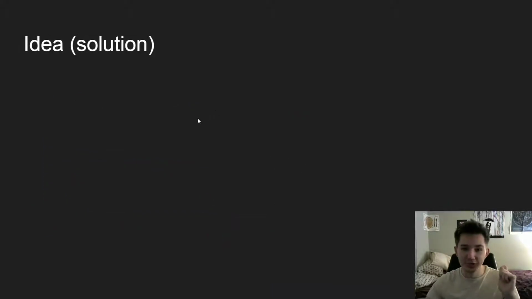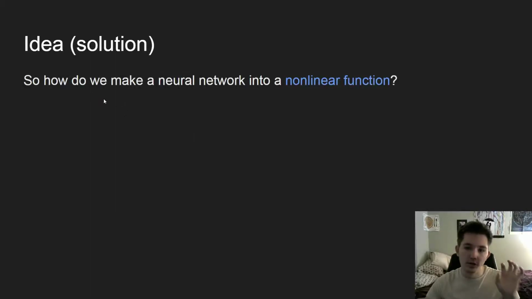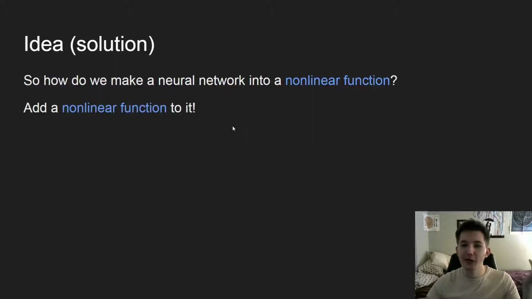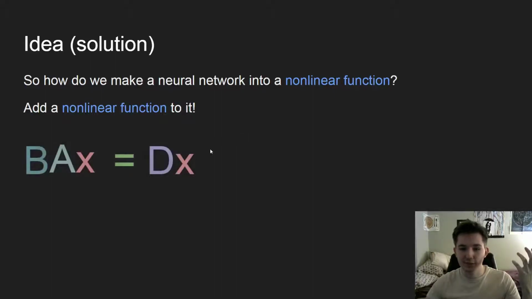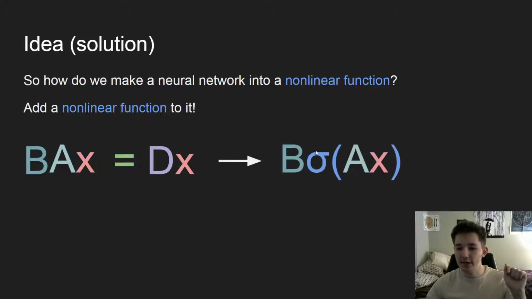So there is a solution, as you might have guessed from where this is going. What we want is to make our neural network into a nonlinear function. Right now it's a linear function, and we want to make it nonlinear. So we're going to add a nonlinear function to its operation. Instead of having just BAx, which is equal to a single matrix multiplication, we're going to create some operation sigma and do it in between the two matrix multiplications. And this sigma right here will be some nonlinear function.